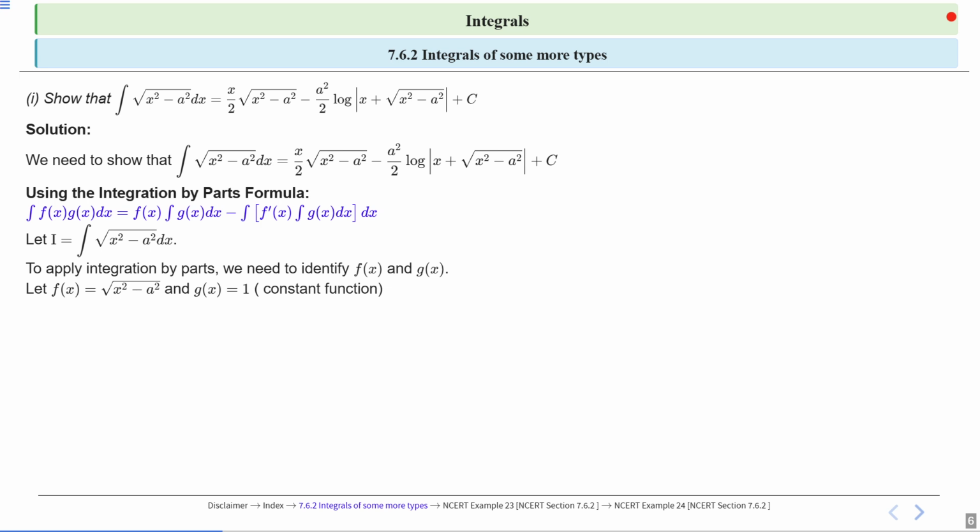So to use the integration by parts formula, at first we have to find the value of differentiation of f(x) and integration of g(x).